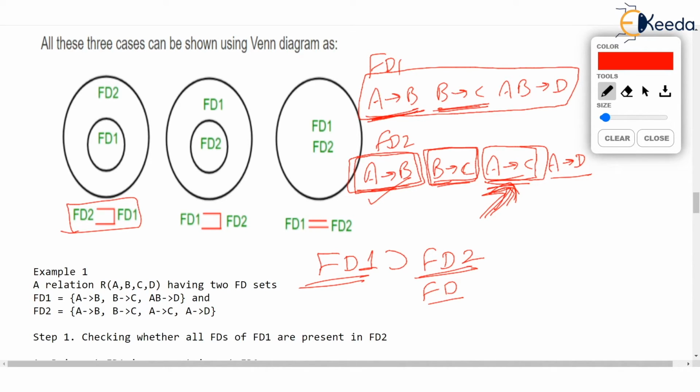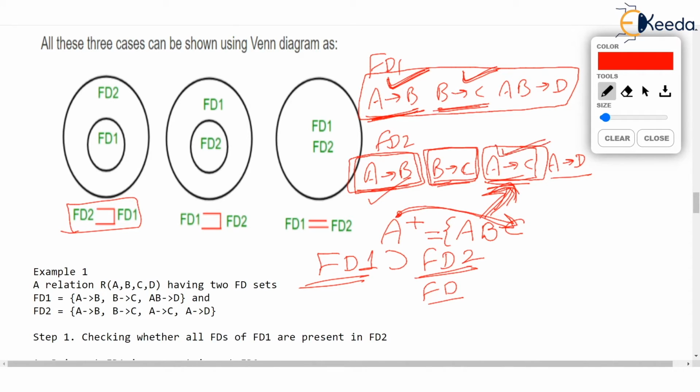In FD1, A closure will contain A. And A will bring in B because A determines B. Then B will bring C, because B is there in the closure. Now C will be there. That's it, enough, don't proceed, don't waste your time. It is enough that we have proved that A closure contains C in FD1. What that means is A can determine C. A determines C can be derived from FD1. I hope you are understanding.